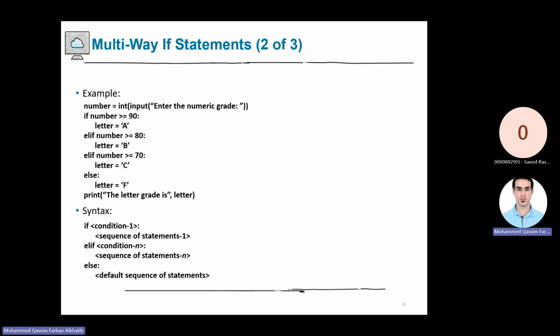Now, if the number is larger than or equal to 90, letter equals A. Now see here, is there any printing statement? No. He just created a new variable called letter, and that letter could be A, could be B, could be C. So every time you do assignment based on that condition. However, to display it, at the end of your if statement you have to put a printing statement. So if number larger than 90, letter A, elif number larger than 80, B, elif, elif. And at the end, once it's done with all the if statements, print the letter grade is letter.